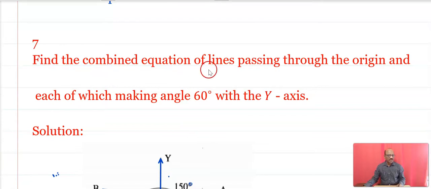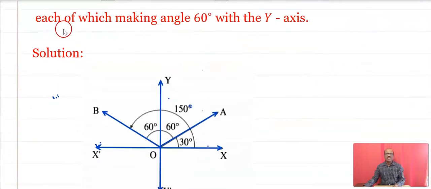Find the combined equation of the lines passing through the origin, each of which makes an angle of 60 degree with the y-axis. Here is the first line OA, which makes an angle of 60 degree with the y-axis. Next is another line OB, which also makes an angle of 60 degree with the y-axis. Now, as the line OA makes an angle of 60 degree with the y-axis, it makes an angle of 30 degree with the x-axis. OA makes an angle of 30 degree with the x-axis, and OB makes an angle of 150 degree with the x-axis.